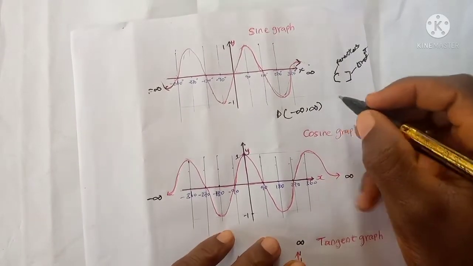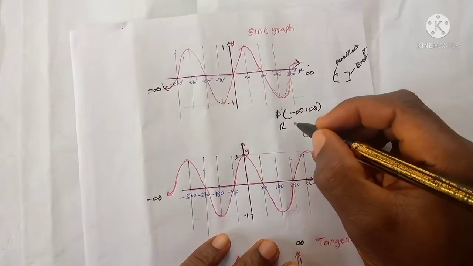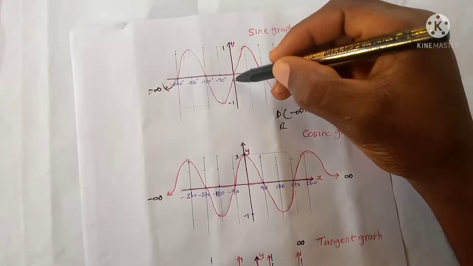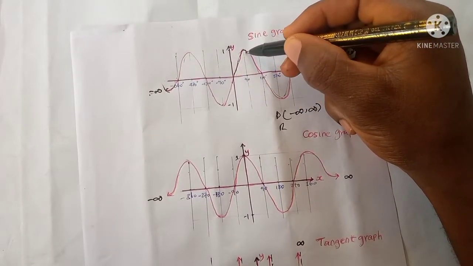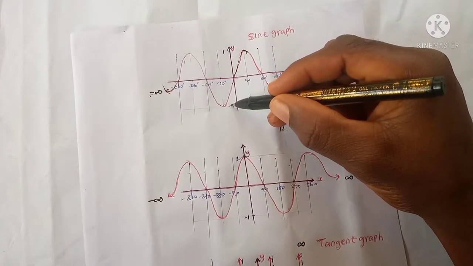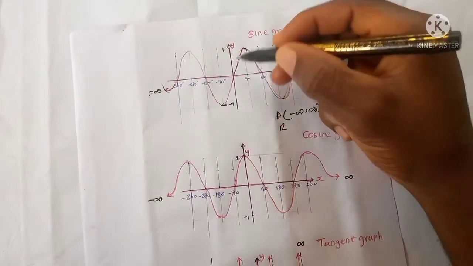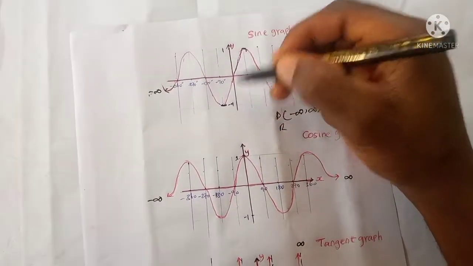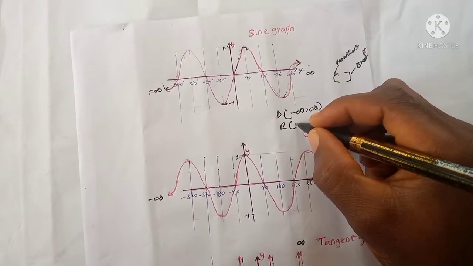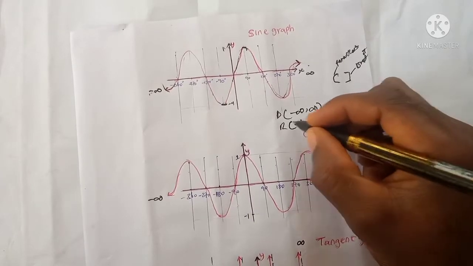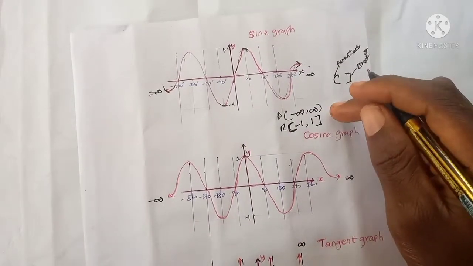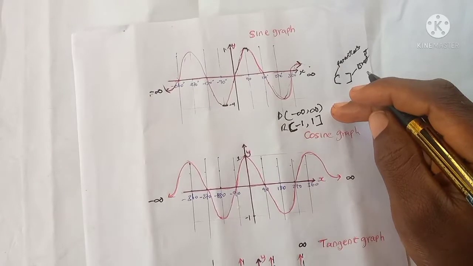You understand? So what's the range of a sine function? If you look at this graph, this line goes all the way up to 1, then starts coming down, all the way to negative 1 again. It just stops here. So that's from negative 1 to 1. So we can write that the range of a sine function is from negative 1 to 1. This is a bracket because it includes 1 and negative 1. So that's the range of a sine function.